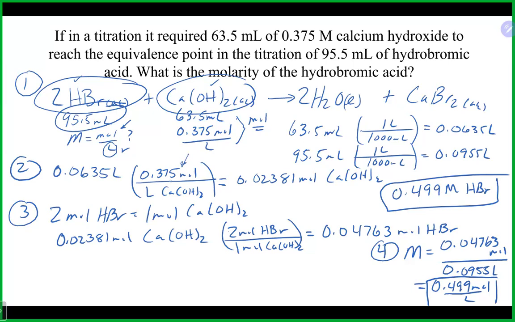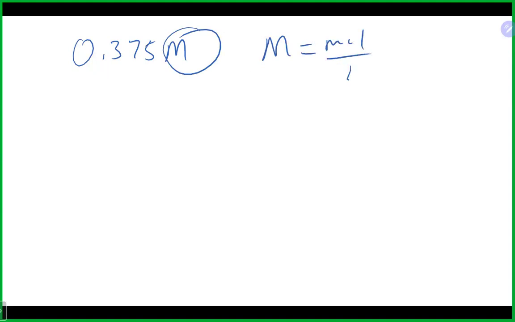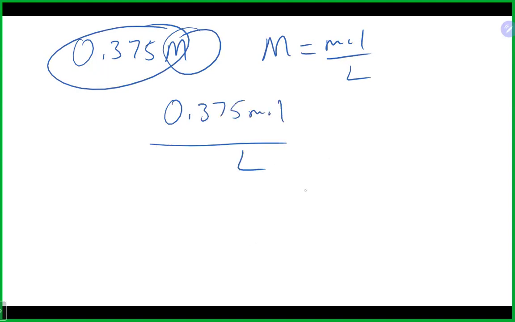Yeah. So remember that when you have, say, 0.375 molar, that big M stands for moles per liter. So when you take this, the number always stays with the moles part, and it's always per 1 liter. That is the same thing as writing 0.375 big M.